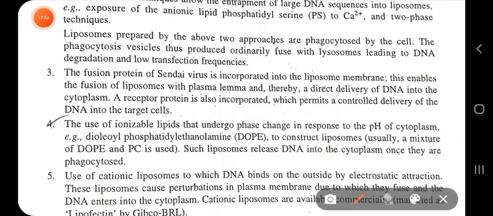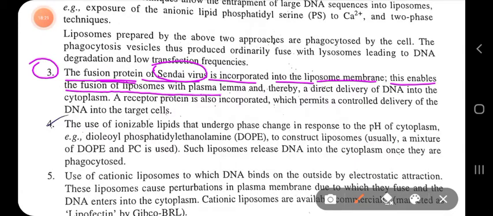Then what they have done, this is the third approach. They have used the fusion protein of Sendai virus incorporated within the liposome membrane. Why have they used the fusion protein of Sendai virus, which is a type of virus? The protein of the Sendai virus is incorporated in the liposome membrane. It will enable the fusion of liposomes with the plasma lemma and thereby direct delivery of the DNA into the cytoplasm.